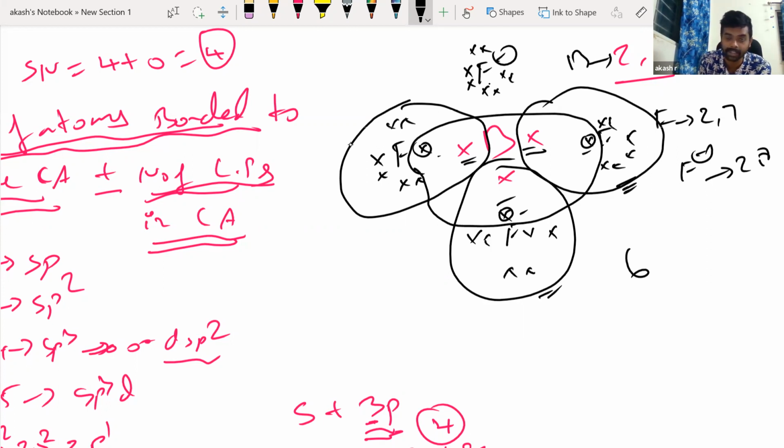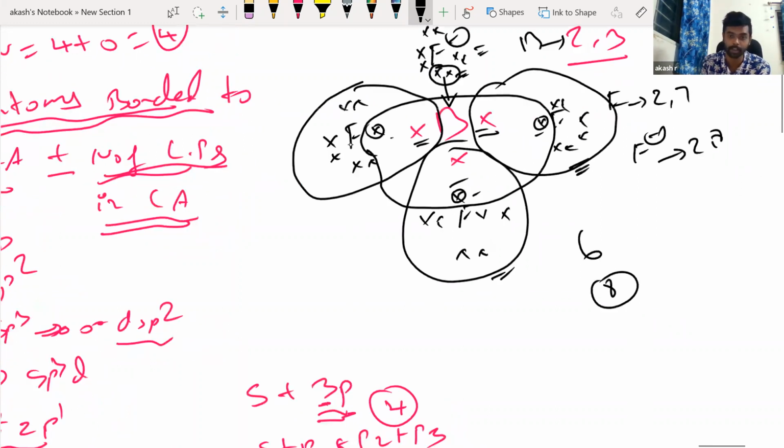So what is going to happen is that this is already octet satisfied. This F minus already has 8 electrons. These 2 electrons are going to be donated to boron, so that it is going to have 8 valence electrons. So these 2 electrons which are there here will be donated to boron in the form of a coordinate bond, such that the boron is also going to get octet satisfied. So how do we represent the bond formation now?